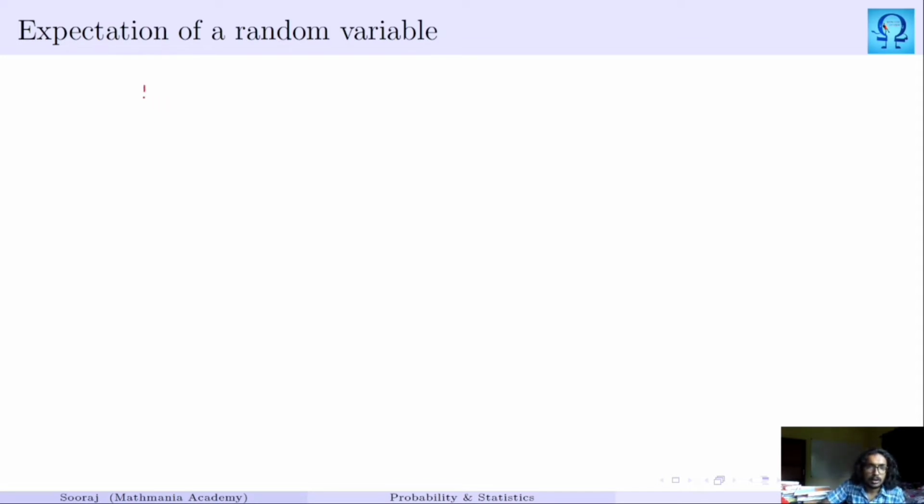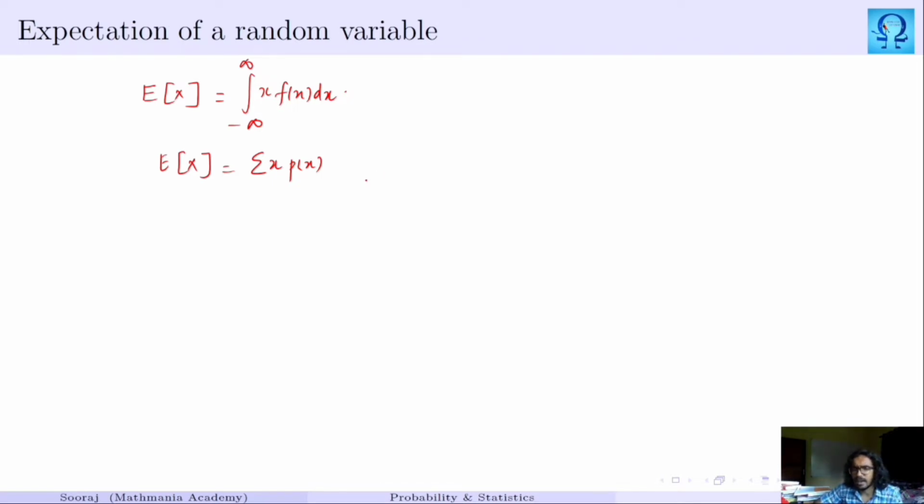This expectation is denoted as E of x. In the case of a continuous random variable, it is the integral over the given limits of x times f of x dx. If it is a discrete random variable, it is the summation of x times the mass function. That's it. What we are actually doing here is finding an average, isn't it? So that is the mean.